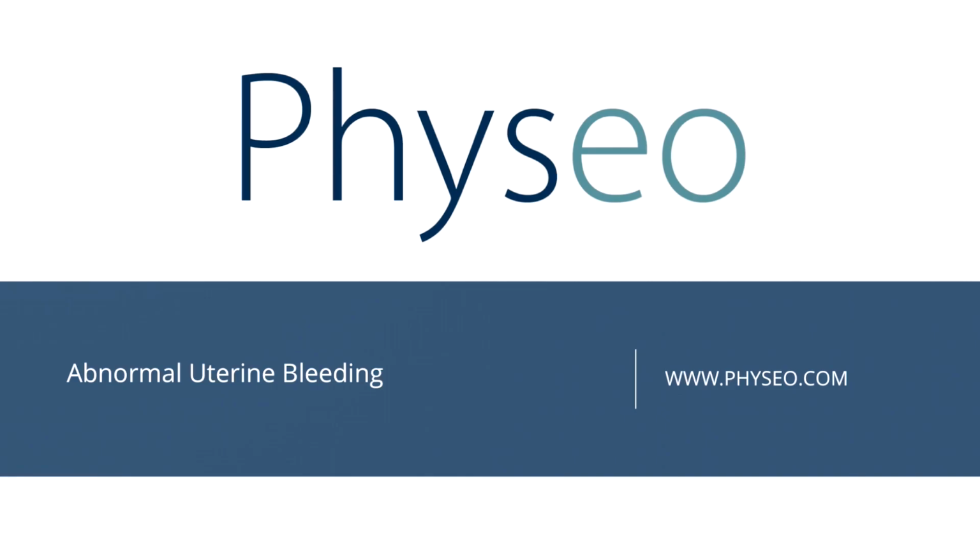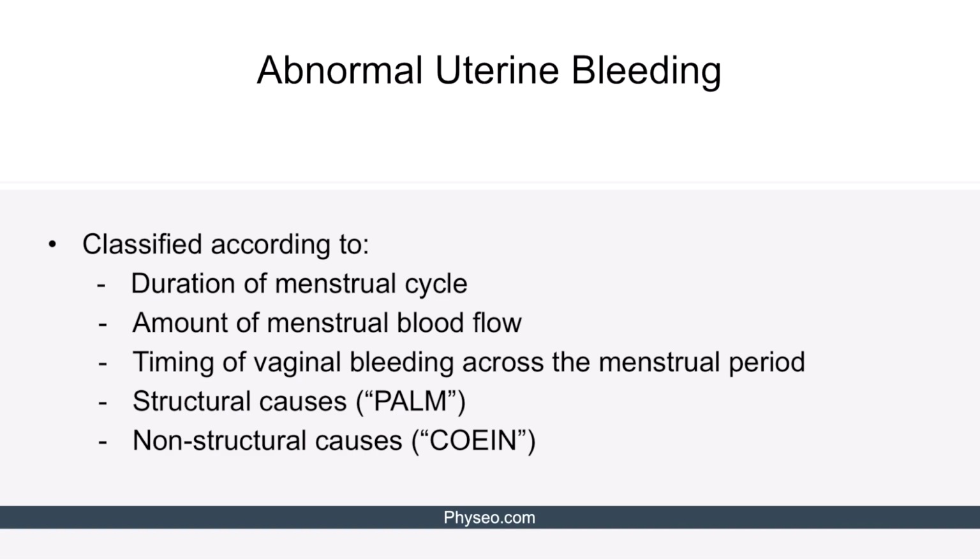Let's get started. Abnormal uterine bleeding, previously known as dysfunctional uterine bleeding, is classified according to the duration of the menstrual cycle, the amount of blood flow, and the timing of the vaginal bleeding. Additionally, we differentiate structural from non-structural causes of abnormal uterine bleeding. Structural causes are remembered by the mnemonic PALM, P-A-L-M, while non-structural causes are remembered by the mnemonic COIN. And we'll review each condition using that PALM COIN mnemonic later.